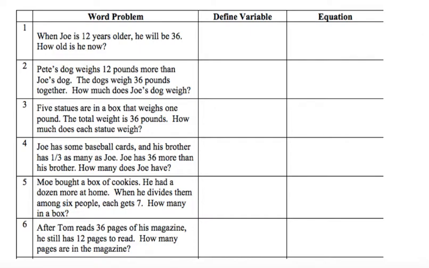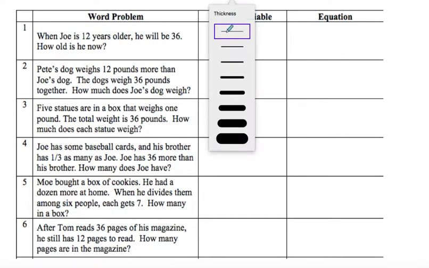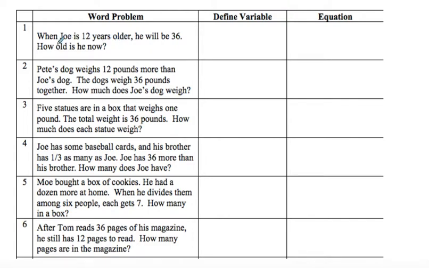All right, so on this particular one, it says, when Joe is 12 years older, he will be 36. How old is he now? So what you do not know here is how old he is now. That's what you need to find. That's what you don't know, because you know in 12 years he will be 36. So the variable, when it says define variable, you have to tell me what x is going to represent. So x will represent Joe's age now.